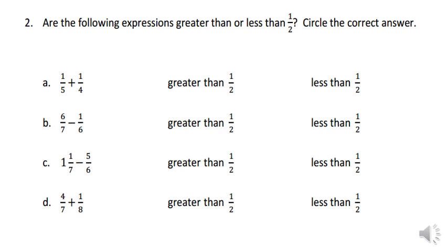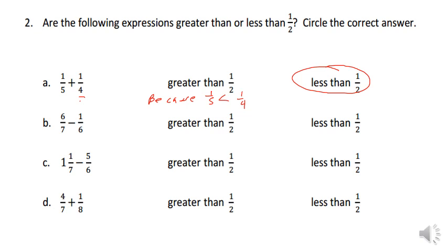On number 2, it's asking us, are the following expressions greater than or less than 1/2? So this time I'm going to use 1/4 as my benchmark. Now I can see on A I have 1/4. 1/5 is less than 1/4, so there's no way the sum can be greater than 1/2. So it's going to be less than 1/2 because 1/5 is less than 1/4.